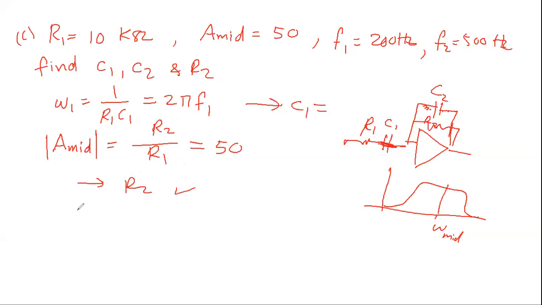Okay. Now we can go back to omega 2. Omega 2 is 1 over R2 C2. And we know omega 2, we know R2, then we can find C2. Okay. Any questions? Okay, so let's go back.